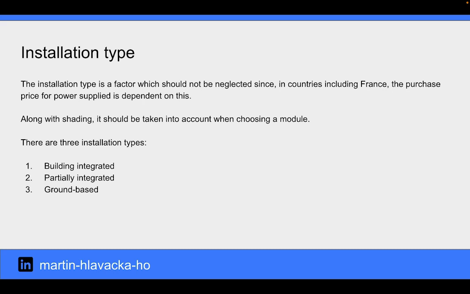The installation type is a factor which should not be neglected since in countries, including France, the purchase price for power supplied is dependent on this. Along with shading, it should be taken into account when choosing a module. There are three installation types: building integrated, partially integrated, and ground-based.